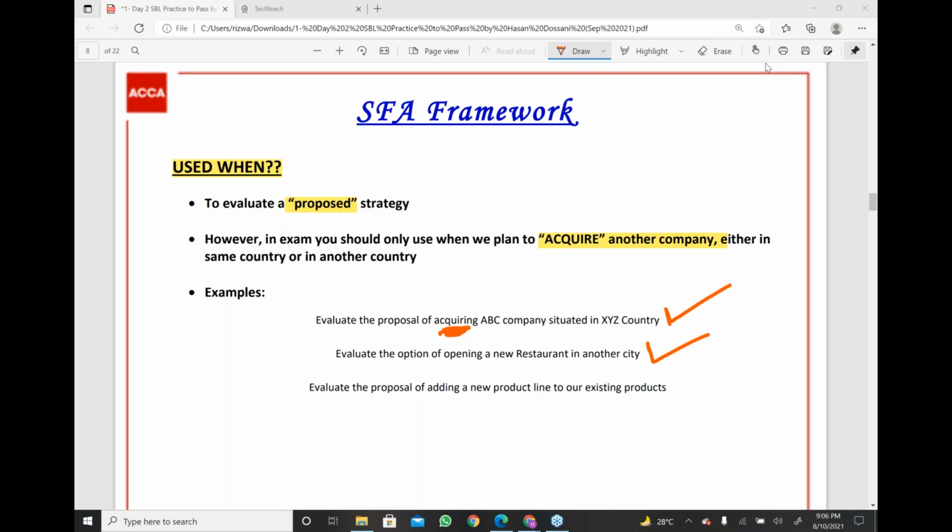That's it. So here, I've given a list, so it is not compulsory to use SFA. You can also use a general approach. And when you use a general approach, you can give these broad headings. You can talk about external factors, pros and cons, internal factors, pros and cons, and then you can talk about financial analysis if the data is given. Are you very clear on this?